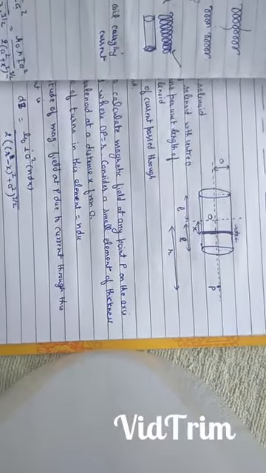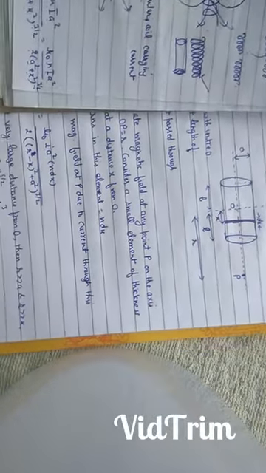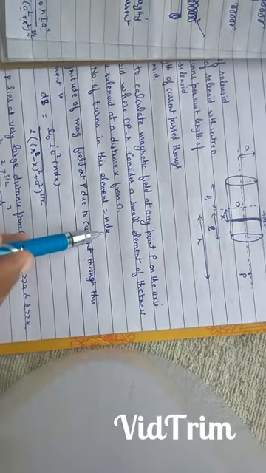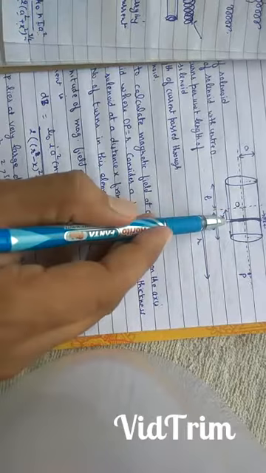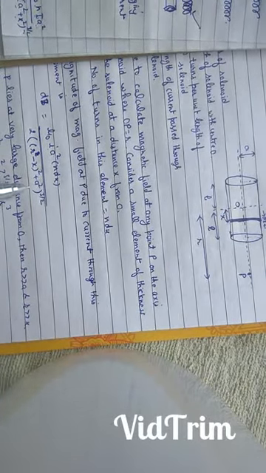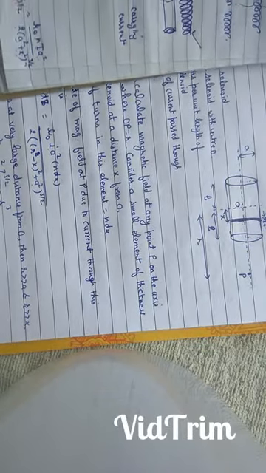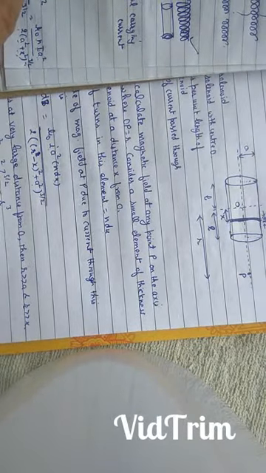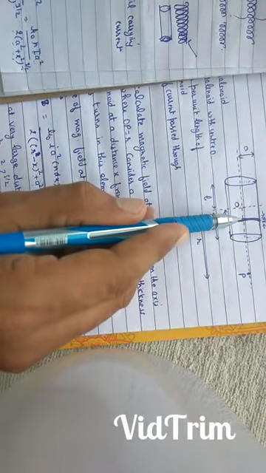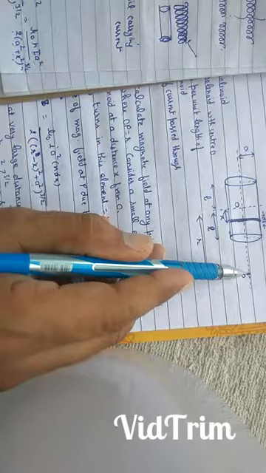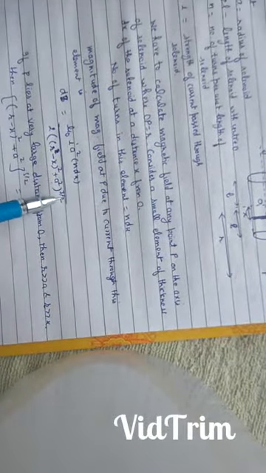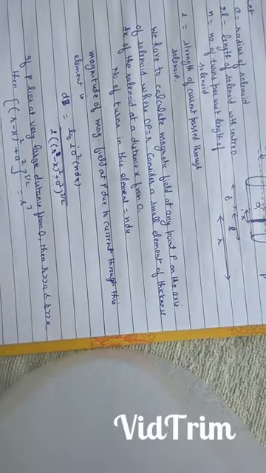Now here also this becomes mu naught I a square into n dx, because n dx is the number of turns in this current element, divided by 2 into a square plus x square, where x is the distance of the point P from the circular coil carrying current. Here the distance of the point P from the current element is r minus x. Therefore dB is equal to this.